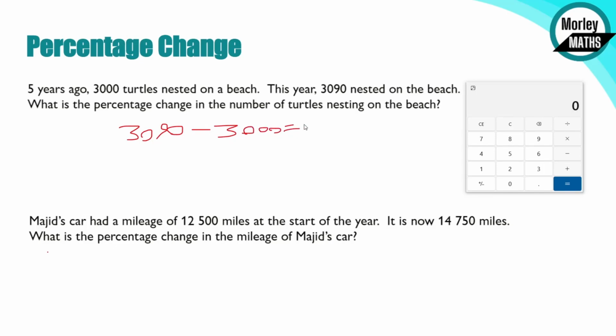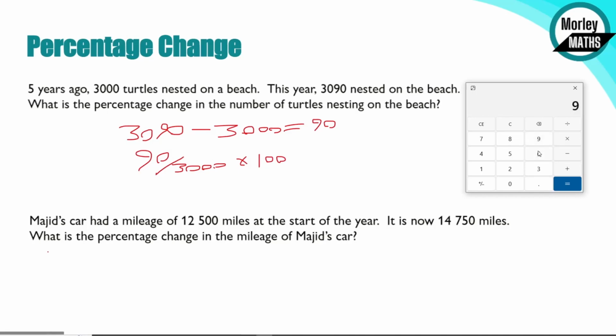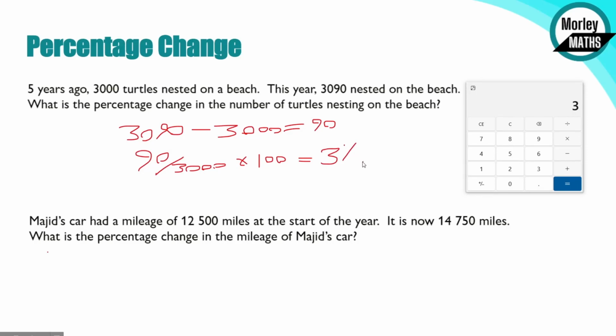So we're going to work out what the difference is first. We can see that's 90. 90 divided by the original value, which was 3,000, times your answer to that by 100. So 90 divided by 3,000 times that by 100 equals 3%. So it's had a 3% increase.